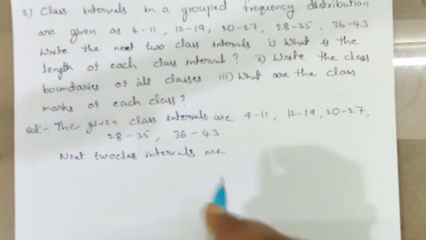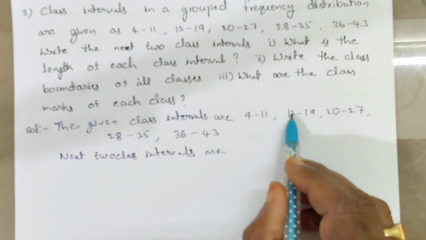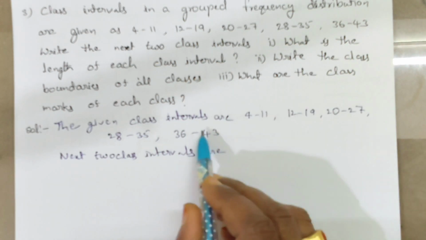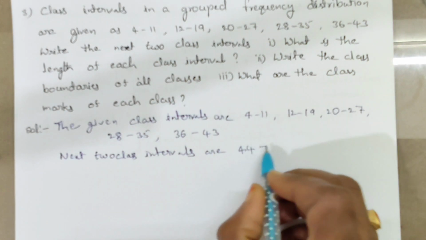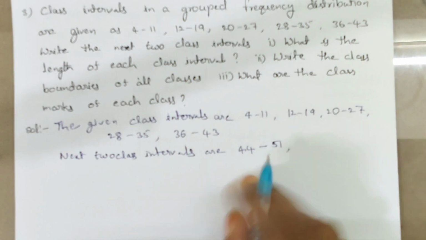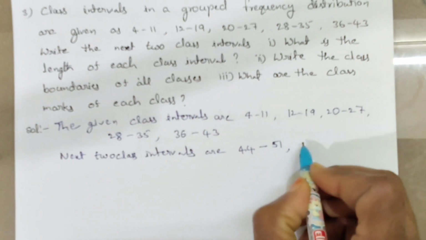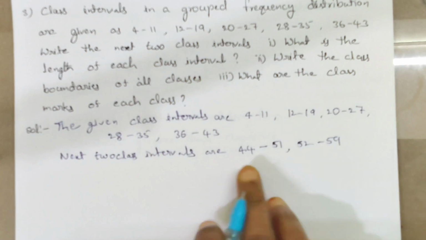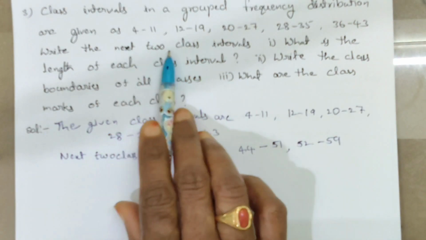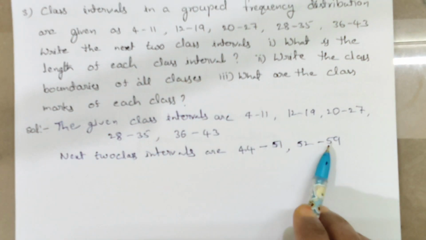So we write the next two classes. After 43, we take the next number, like after 11 comes 12. So after 43 comes 44. 44 plus 7 is 51. This is one class. Next, after 51 comes 52. 52 plus 7 is 59. These are the next two classes. Here it is asking for the next two class intervals.